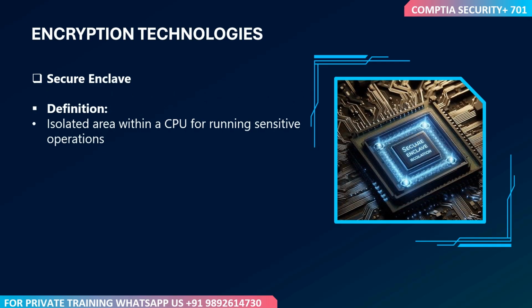Secure Enclave. So what is Secure Enclave? It is a specialized area within a computer processor, that is your CPU, that is isolated from the rest of the system. This area is used to run sensitive operations securely, even if the main operating system is compromised. It is designed to keep data and processes isolated from other parts of the computer to prevent malicious software from accessing or tampering with them.